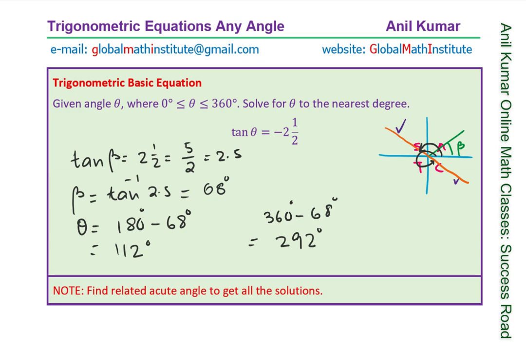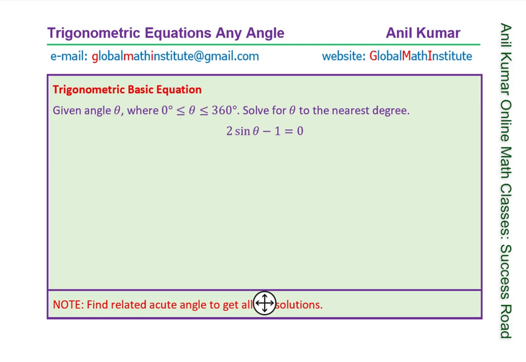So we have done 3 examples, each with sine, cosine, and tangent. Now we have very simple equations to work with. This equation is to find the solution for 2 sine theta minus 1 equals 0. Let us rearrange. So we get 2 sine theta equals 1, or sine theta equals half, correct? So sine theta is positive half.